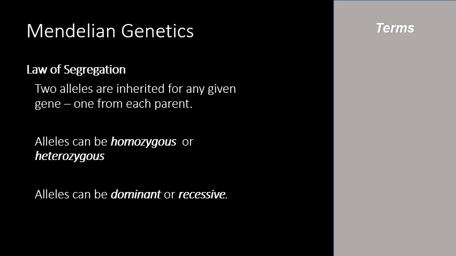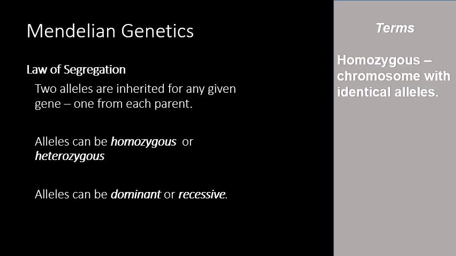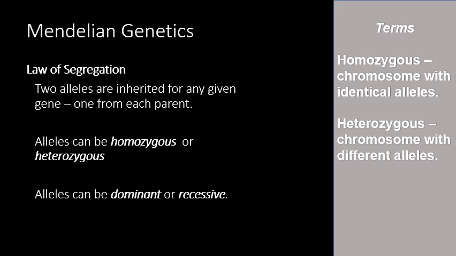The other component is the alleles can be dominant or recessive. So dominant alleles cancel out recessive alleles. And the only way that recessive alleles are expressed is if you are homozygous for those recessive traits. I'll come back to this in a minute to help you understand it. So a couple terms. We want to say homozygous: chromosome with identical alleles. And in contrast, if something's heterozygous, the chromosome has different alleles.